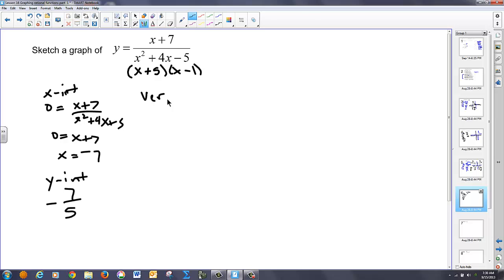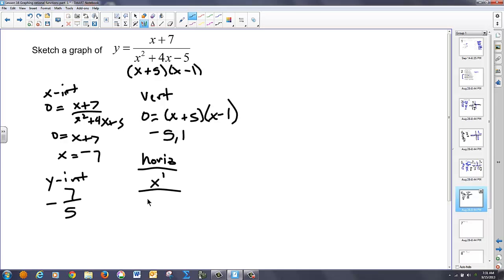Vertical asymptote. Denominator equal to 0. And in this case, I'll have negative 5, positive 1. Horizontal. So I have x to the first on top, x squared on bottom. If the degree of the numerator is less than the degree of the denominator, 0 is my horizontal.